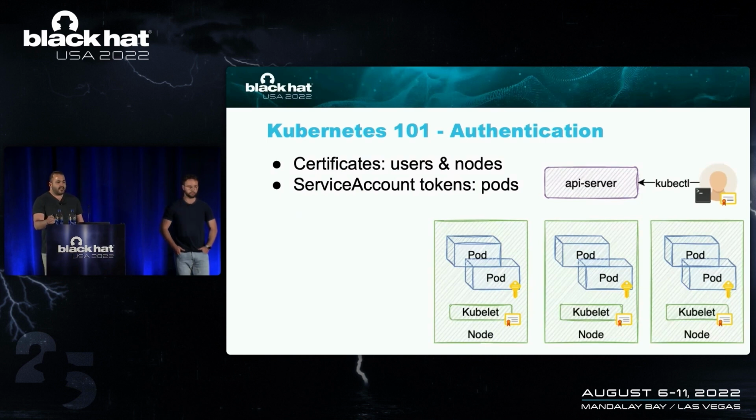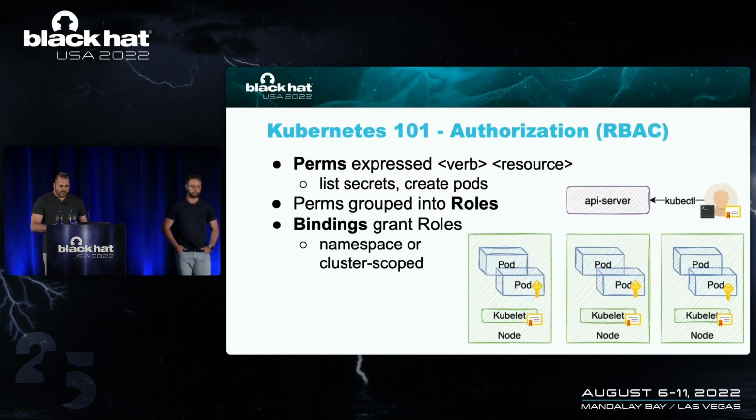A little bit about authentication. You can either authenticate using a certificate, which is how users and nodes authenticate, or you can use a service account token, which is how pods authenticate. And a little bit about authorization. Permissions are expressed in Kubernetes as verbs and resources, like list secrets, create a pod, update node, delete services, and so on. Those permissions are grouped into a role. And when you want to grant permission to some identity, you use a role binding to do this.